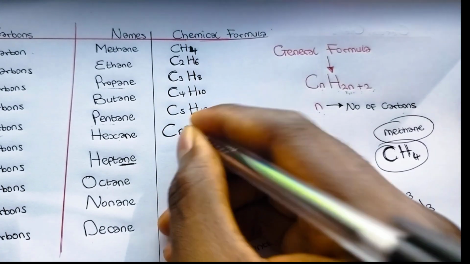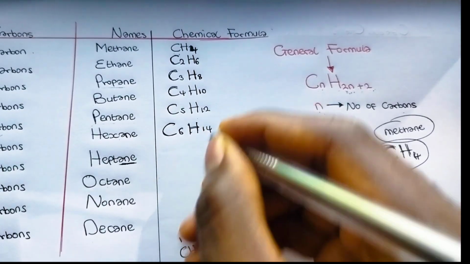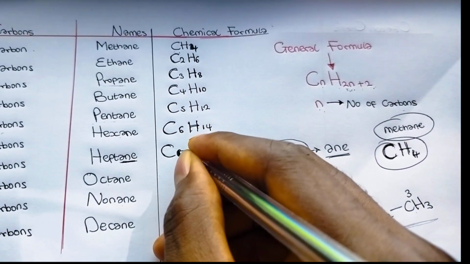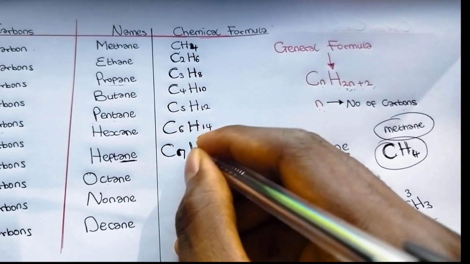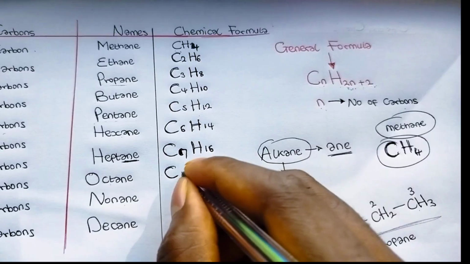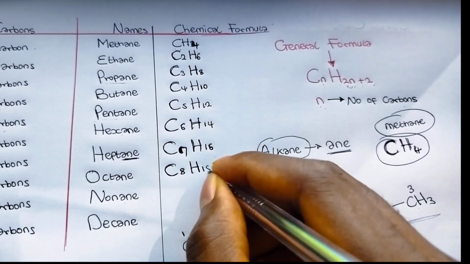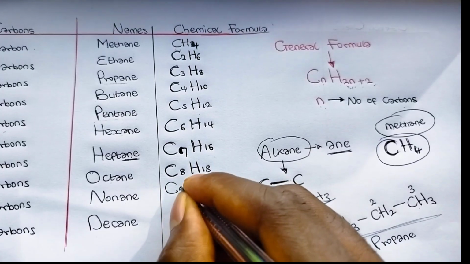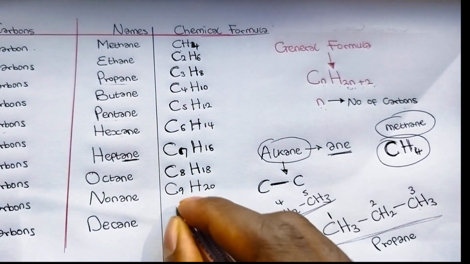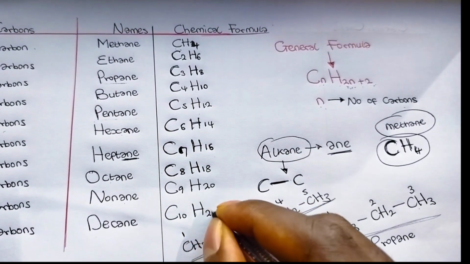For hexane, remember hexane has 6 carbons. It will give you 14 hydrogens. This will be C7, and the number of hydrogen will be 16. This is C8, the number of hydrogen will be 18. This is C9, the number of hydrogen will be 20. This is C10, the number of hydrogen will be 22.